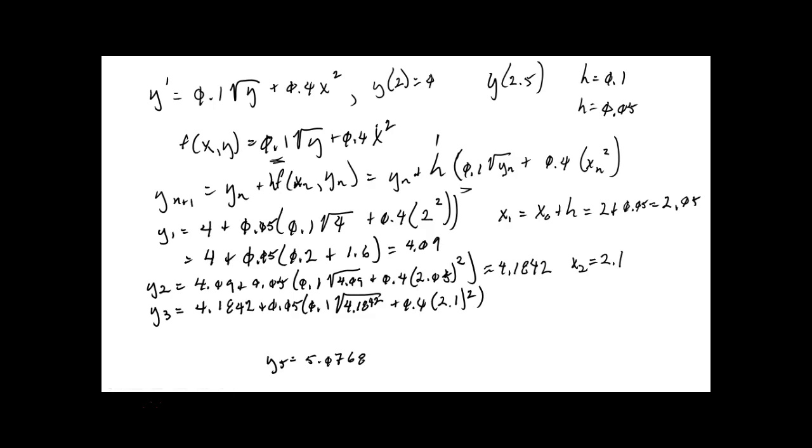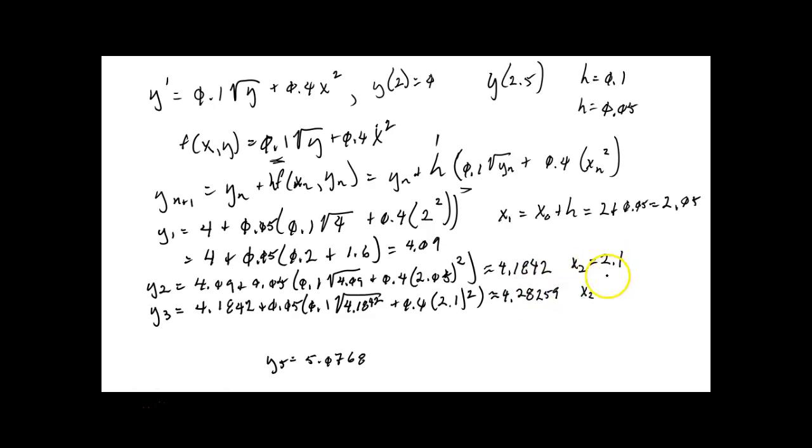What I'm going to do is leave that whole digit I have in there and just add to that plus 0.05 times open parentheses 0.1 times square root of, or I have to enter the number first, 4.1842, I believe it is. Yeah. It's 4.1842. Square root plus 0.4 times 2.1 squared, close parentheses, equals 4.2826. Is that what they got? Yep. Okay. So carry a little bit further. 4.28259.